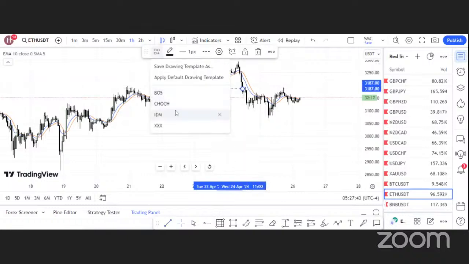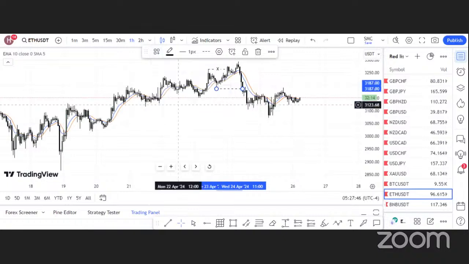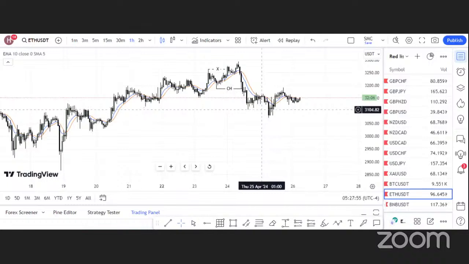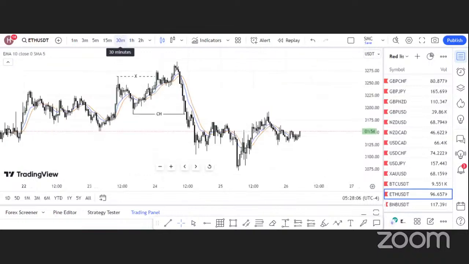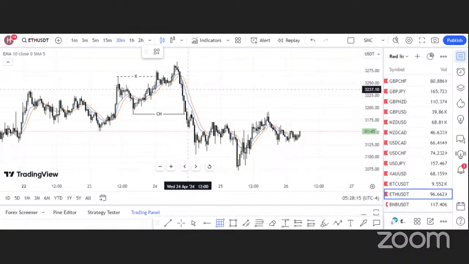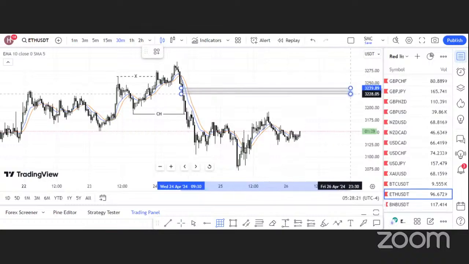So we have a level where liquidity was spoiled, and then we also got a change of character. All right, we have a change of character, and then we have the market moving to the downside. All right, so now let's go down to the 30 minutes time frame. So on the 30 minutes time frame, we have from here to this point. This is the only fair value gap we have. Okay, this is the only fair value gap we have.